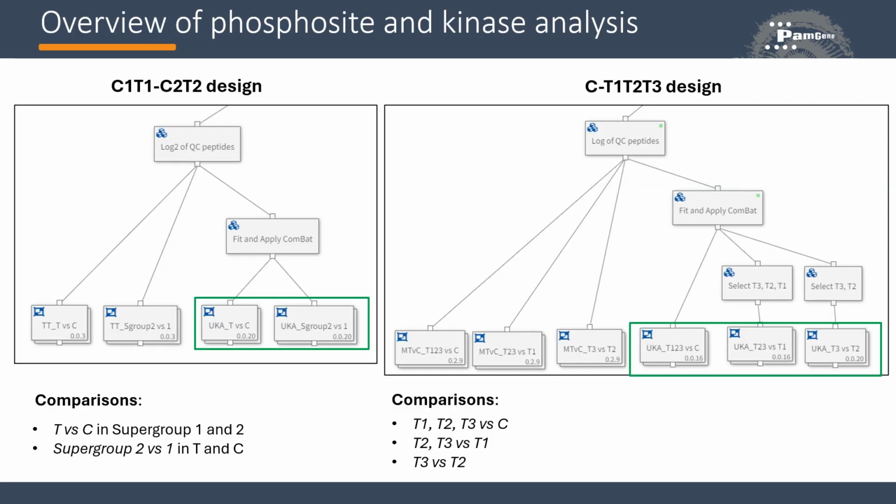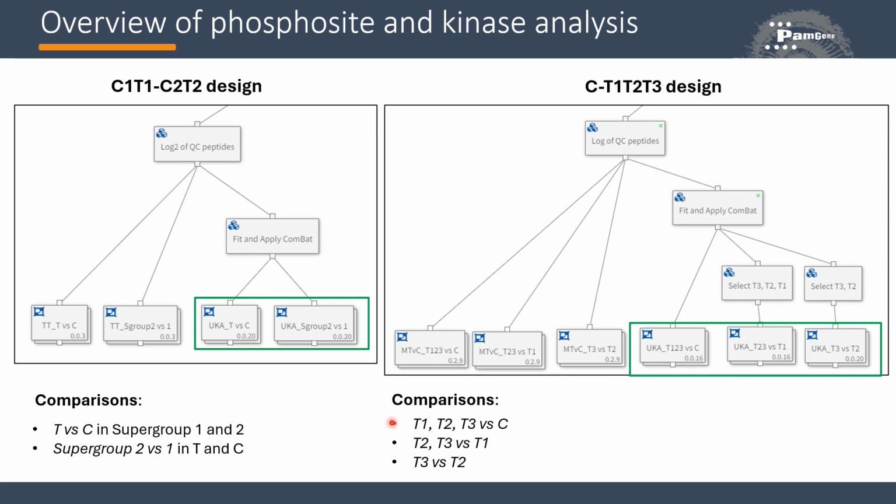Here is an overview of the downstream parts of the two types of workflows. In the C1T1C2T2 design, we are interested in comparing test versus control in each supergroup, and also sometimes we compare the same conditions between the two supergroups.